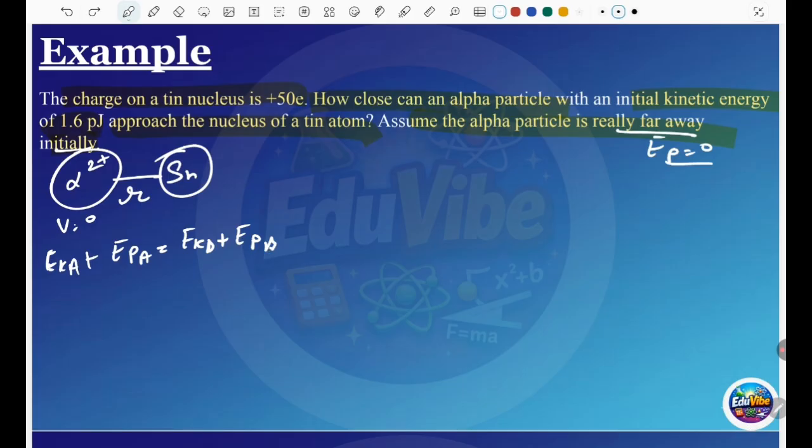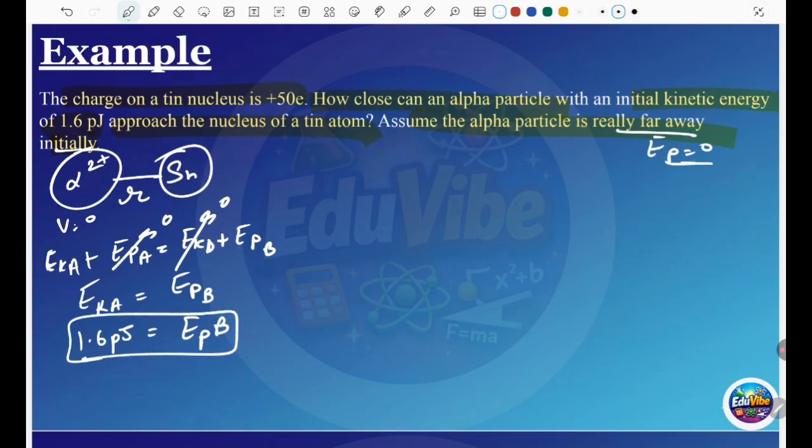Initially your EPA goes to 0 because far away is mentioned, and at the closest approach your EKB goes to 0. So from here you get EKA, which is 1.6 pJ as given to you, equal to EPB. So EPB is equal to K times the charge of the alpha particle times the charge of the tin, divided by R. So for R you get the answer.